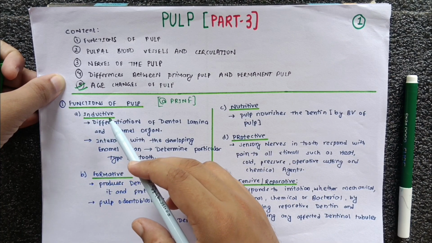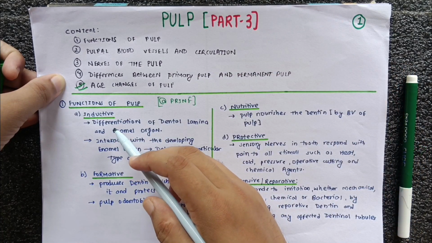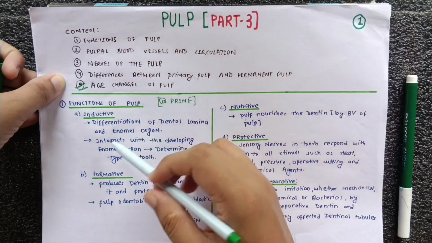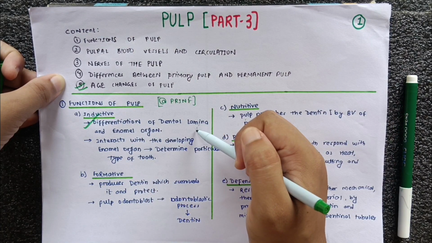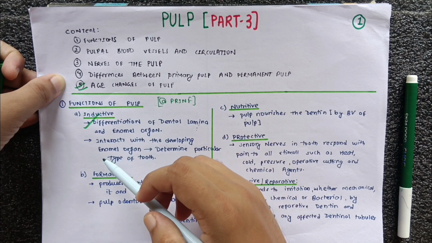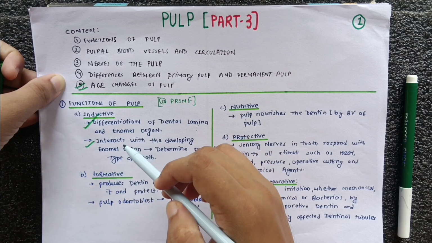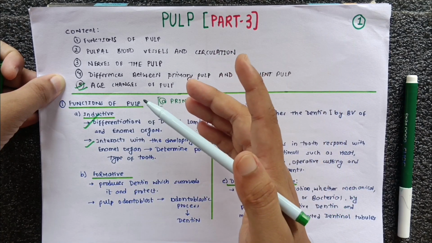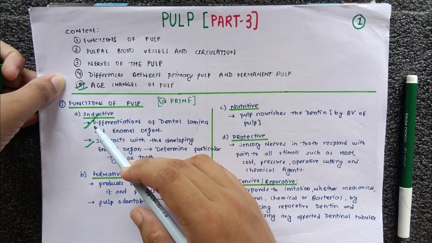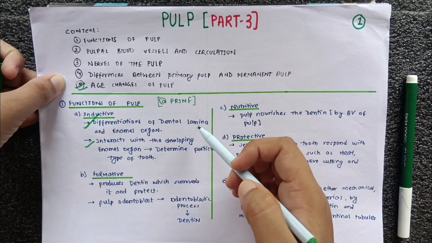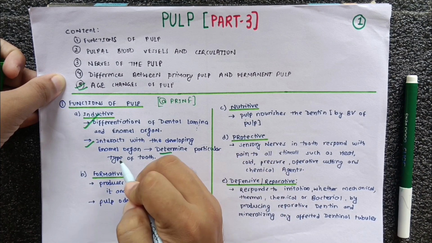Our first function is the inductive function. Inductive means it induces other things. As I have written here, differentiation of the dental lamina and the enamel organ. The pulp helps in the differentiation of the cells of the dental lamina and the enamel organ, and interacts with the developing enamel organ to determine the particular type of tooth. Everything I have discussed in the development of the tooth video, so you can refer to that video and clear your concept. For now, just remember the pulp has an inductive function, so it differentiates the cells of the dental lamina and enamel organ, and it also determines the particular type of the tooth.